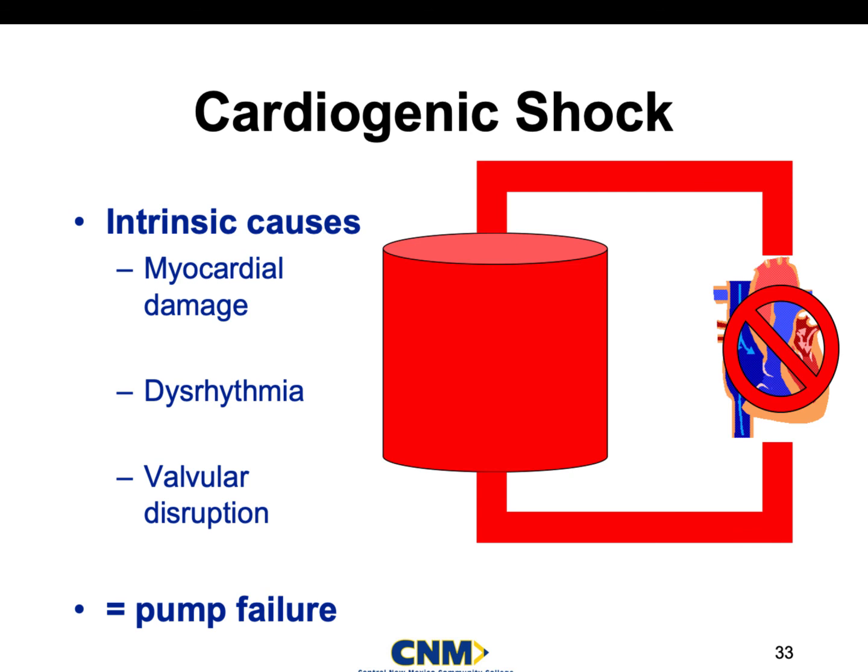Or it could be any kind of valvular disruption. Remember that we do have valves in our heart. Our valves separate our atria from our ventricles and the openings of the lungs and the body. Well, sometimes those valves can malfunction. And because of that, those valves can be held open, and we can actually start kind of regurgitating blood in our system. And we'll talk about regurgitation of blood later on, specifically in cardiac emergencies. But either way, these are some intrinsic causes of cardiogenic shock.